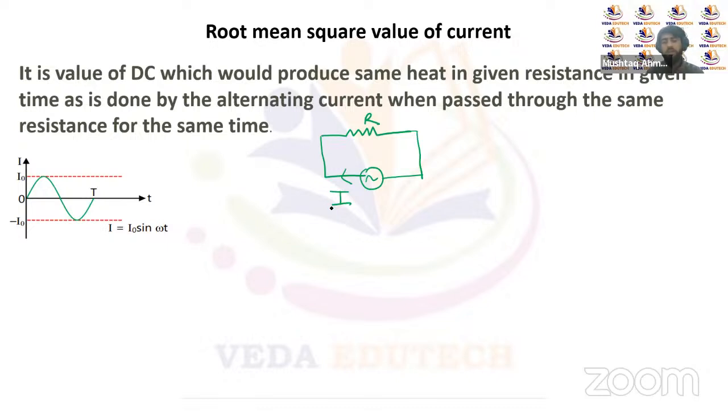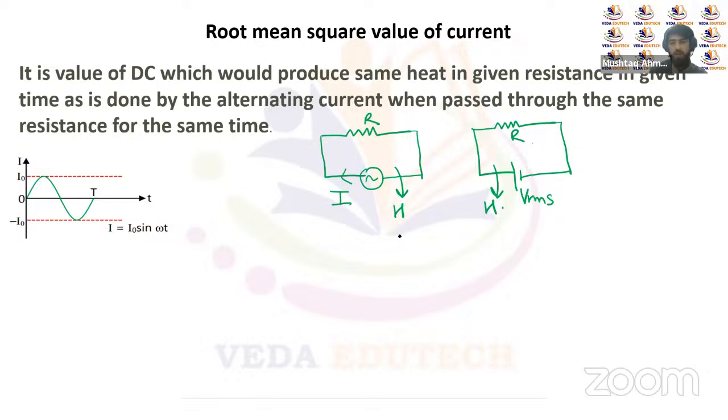Now, if we pass the same RMS value of the current as DC through the same resistor for the same time, then the heat generated, if heat generated here is H, then the same amount of heat will be generated here also. That's how we actually signify the RMS value of a current.